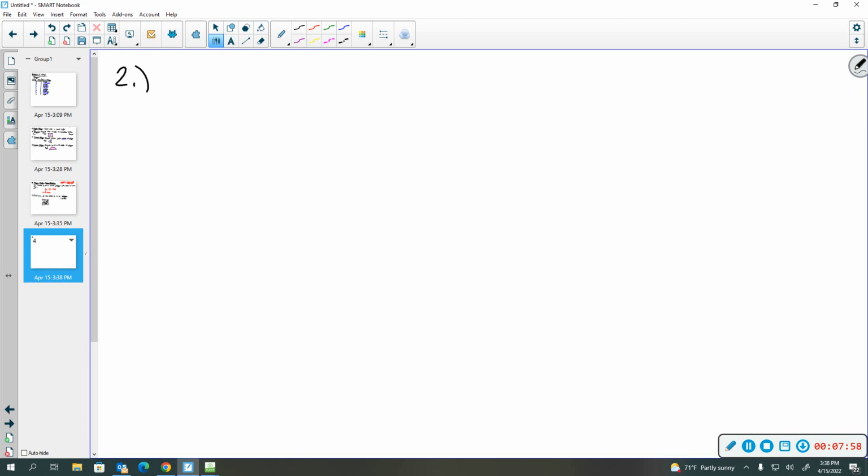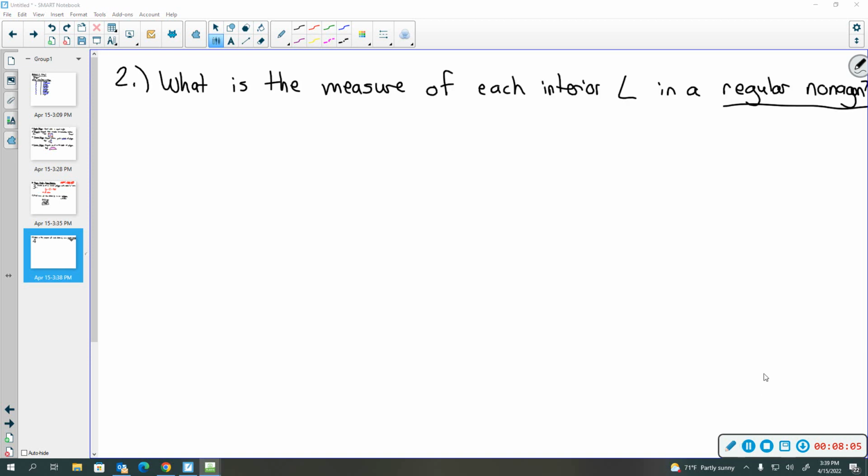The second example, it's real similar, but it wants to know each angle, not the total sum. So this example is going to ask you for each angle in a regular nonagon. So this is a regular polygon, and it's each interior angle. What we would first need to know is how many angles total are there. So first I want to know the total number of angles, which means I need to try the n minus 2 times 180.